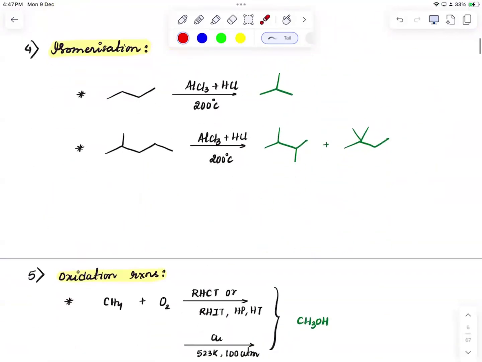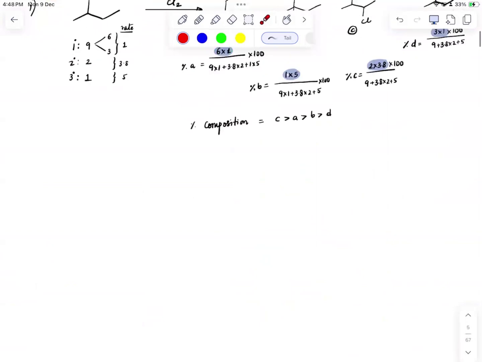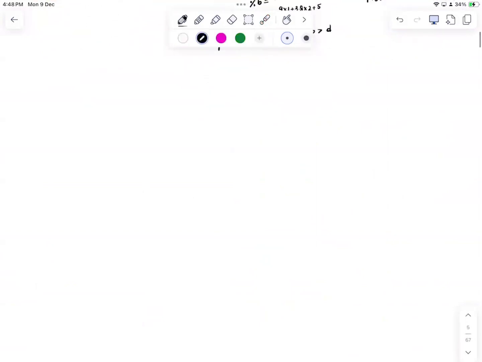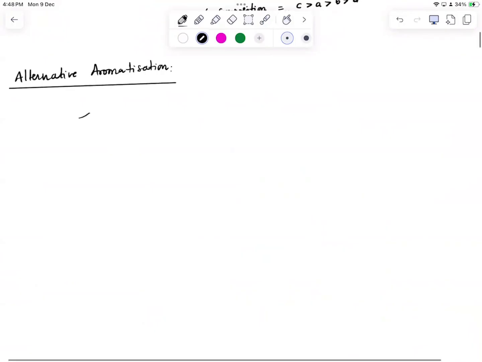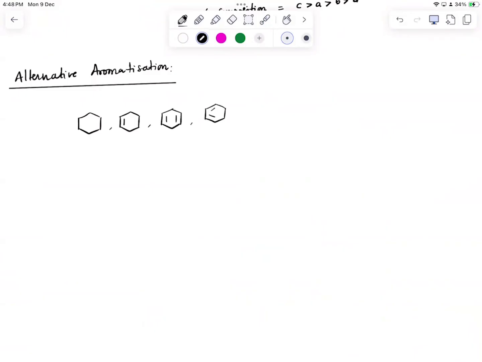Now, aromatization can also occur, right? Let me put that here. Alternative aromatization. That is, in case you have a cyclohexane or cyclohexene, or an isolated diene, or you can have a conjugated diene.